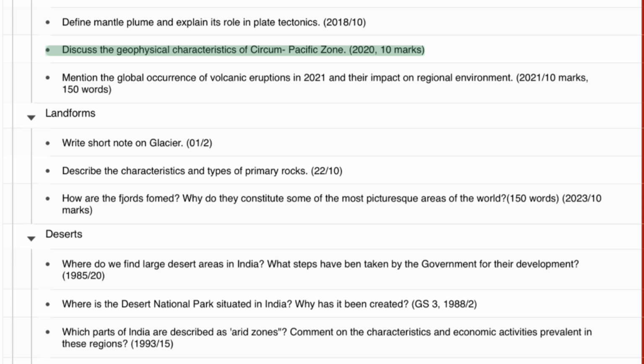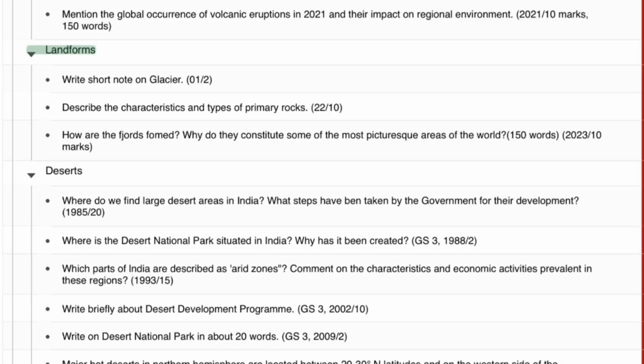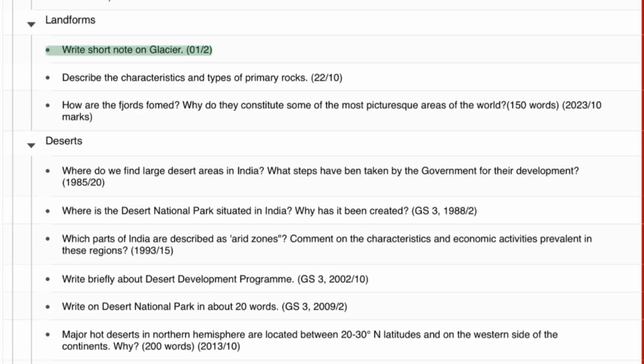2020, 10 marks. Mention the global occurrence of volcanic eruptions in 2021 and their impact on regional environment. 2021, 10 marks, 150 words. Landforms. Write a short note on glacier.